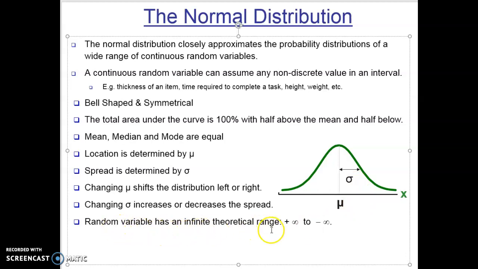A random variable has an infinite technical range, so even though it may not be real in the world, the fact is in the curve you could have an infinite range of values all the way up to infinity. So height, for example, the average height might be 5'8", but you could have in this model an infinitely tall height. Similarly, you could have an infinitely short height. Again, what is mathematically plausible is not necessarily realistic.